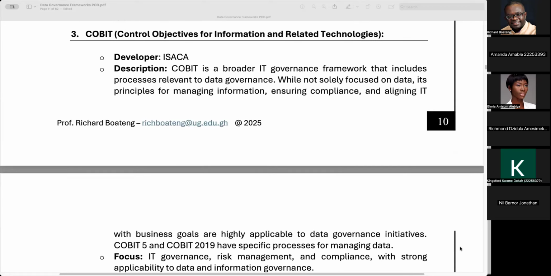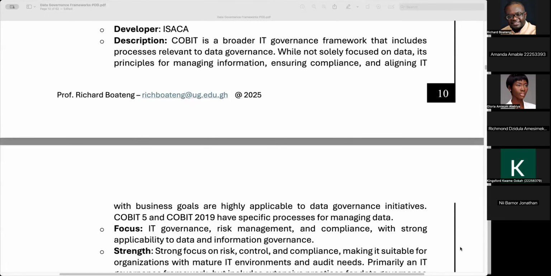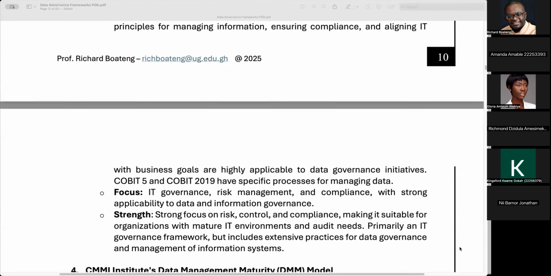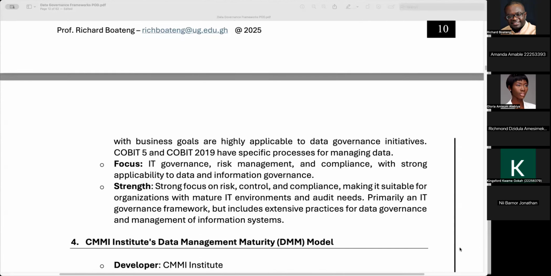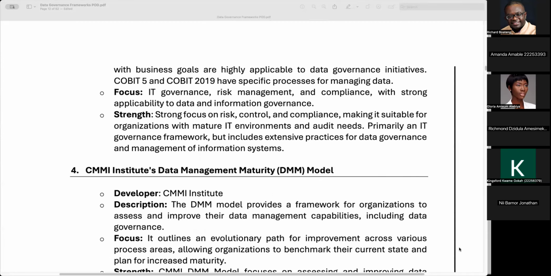Its real strength is its focus on aligning IT objectives with overarching business goals, managing IT-related risks effectively, and ensuring compliance. This makes it highly relevant for organizations, especially those with mature IT departments and significant regulatory pressures, as it provides a structured way to integrate data governance into the wider corporate and IT governance landscape.